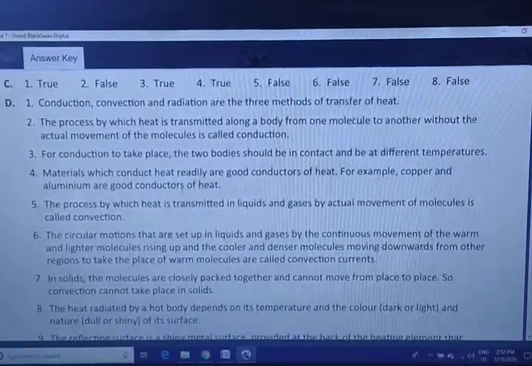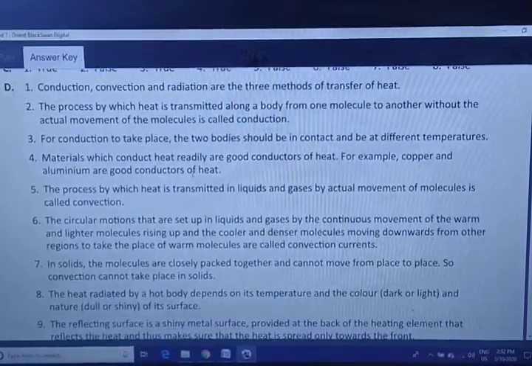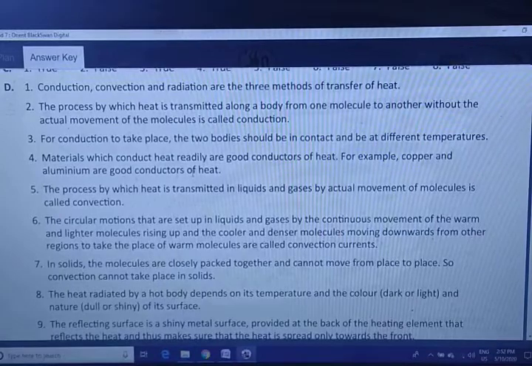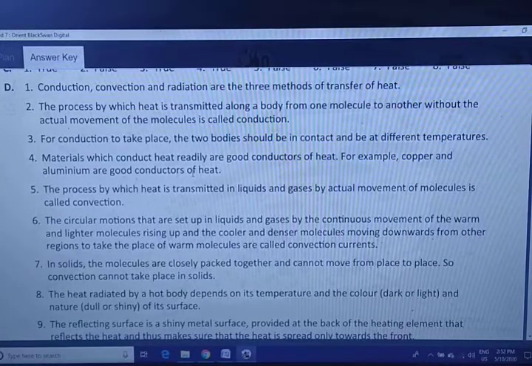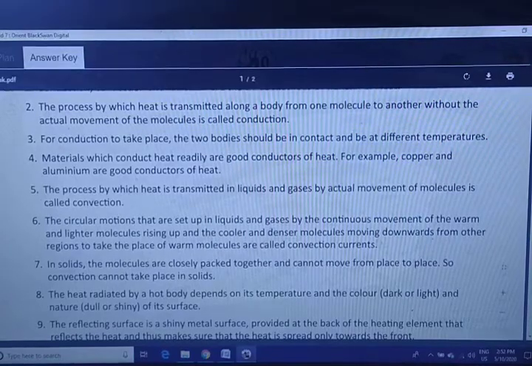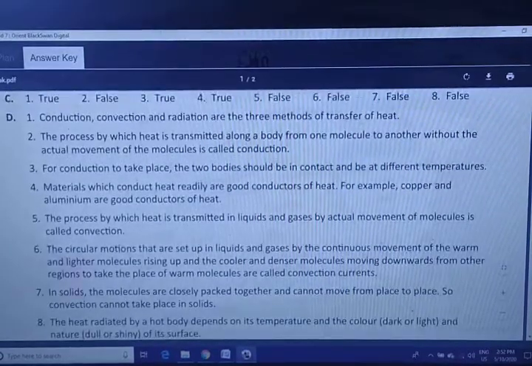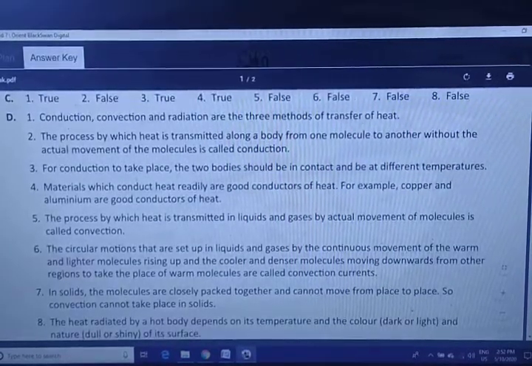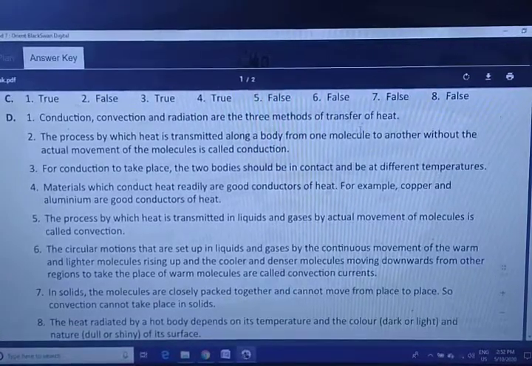Now we are moving towards the short question answers. Can you tell me what was the first short question? It was, what are the 3 ways of transfer of heat? Conduction, convection and radiation are the 3 common methods of transfer of heat. Define conduction.